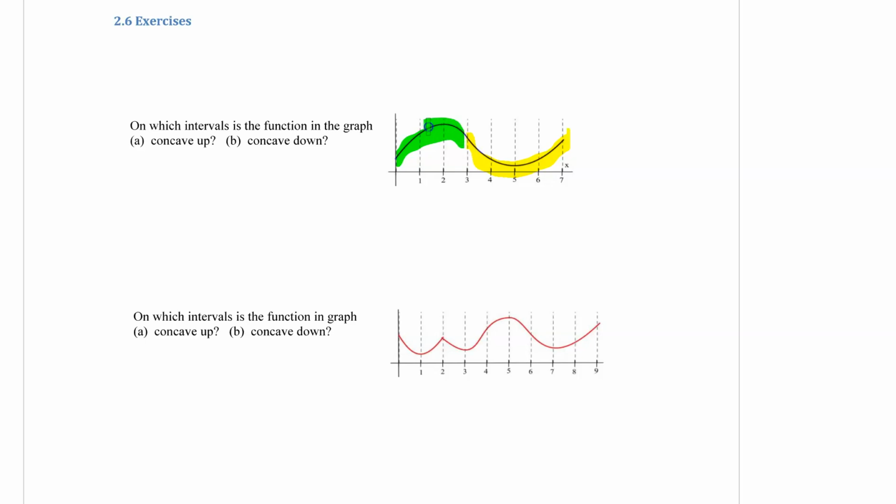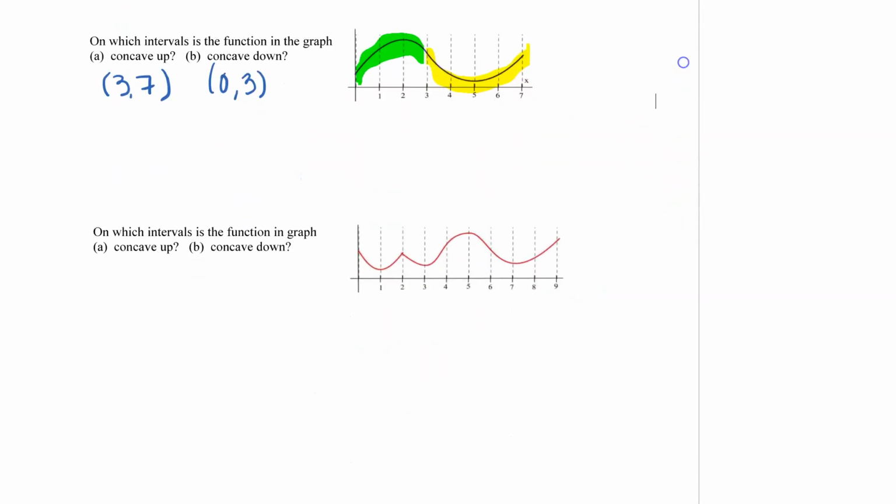We can see it's concave down here. And so it says, on which intervals? I'm going to use interval notation. It's concave up from 3 to 7, and it's concave down from 0 to 3. So be able to read your concavity from a graph.